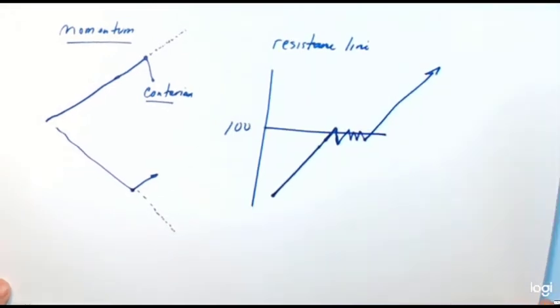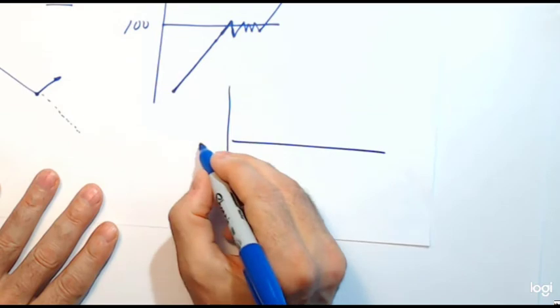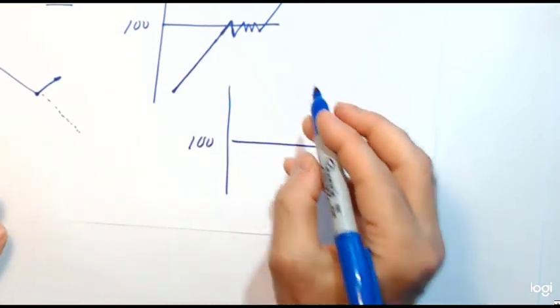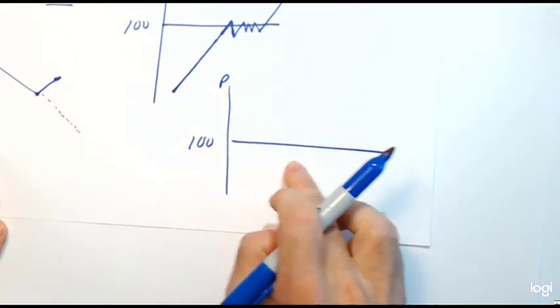Then there's the idea of a support line. And a support line, the way to look at it, again, this is price, is you're starting up high, above a big round number.